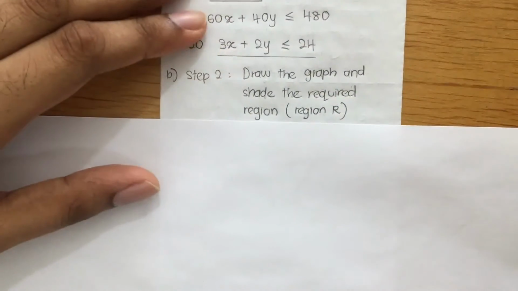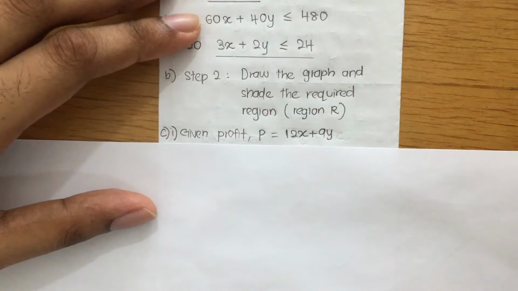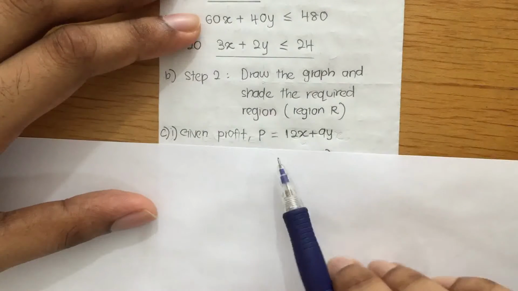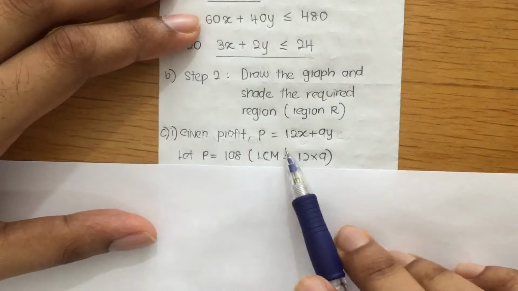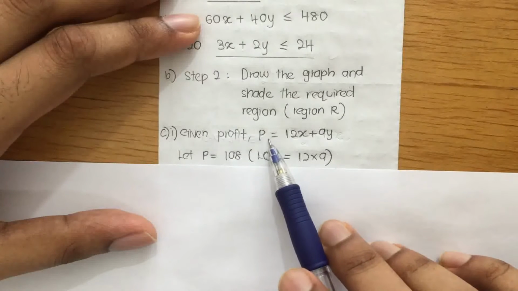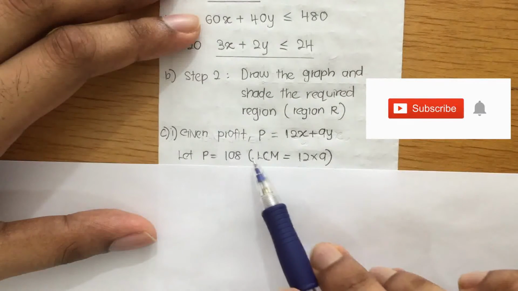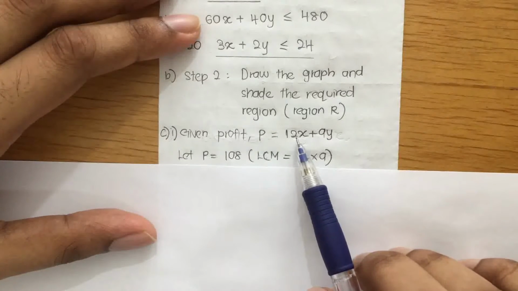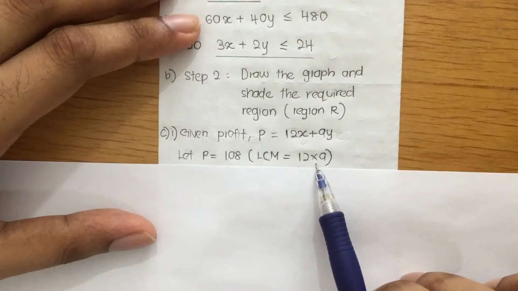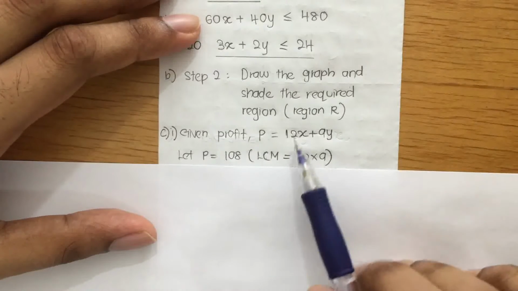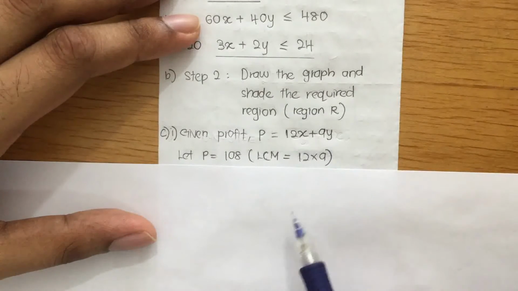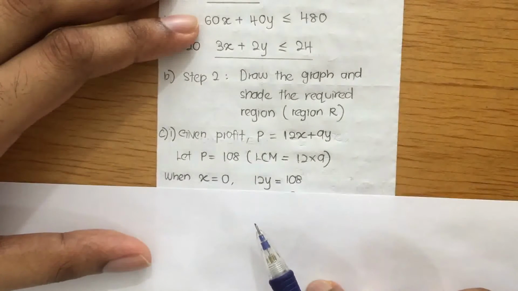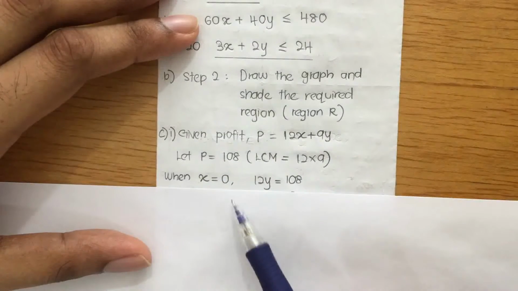Okay, let us proceed to question part C. Given that the profit P equals 12x plus 9y, so this is your profit equation. So from here, like I've mentioned in the previous example, we need to come up with the imaginary line. So how to come up with the imaginary line? One of the methods we can use is the LCM method, which is the lowest common multiple. So what you can do is 12, you can times with 9. So 12 times 9, what you get is P equals 108. Okay, you try to substitute P equals 108.